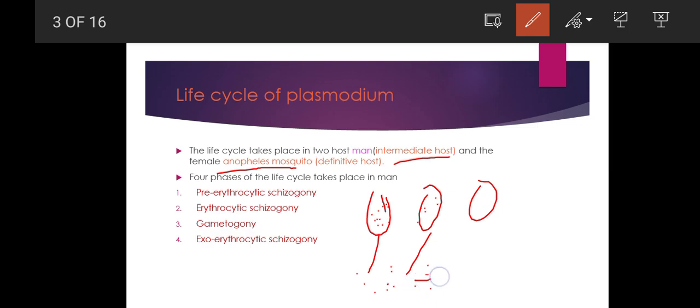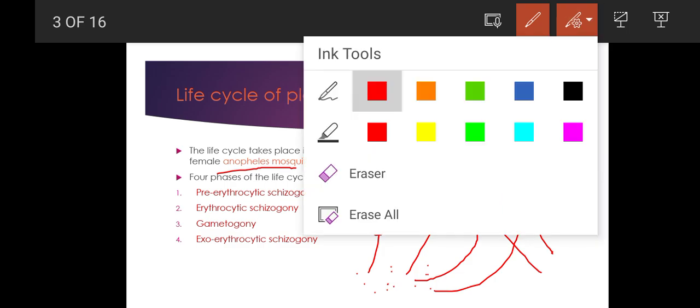These free merozoids will attack other red blood cells, which will cause the red blood cells to rupture again, and the process will continue. So each time these red blood cells rupture, we have fever in the patient. So the fever is not continuous, it's periodic. When the first group of red blood cells rupture, it causes fever, and the fever will finish, and then you have fever again when another set of red blood cells are affected and ruptured. So that was the erythrocytic phase.